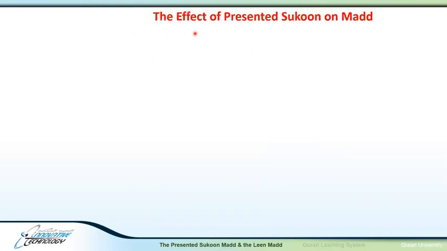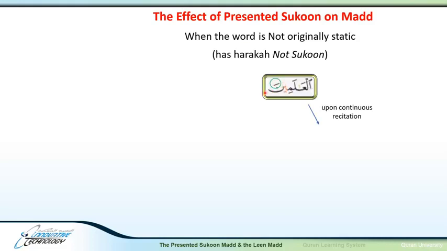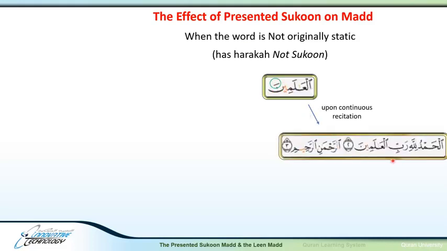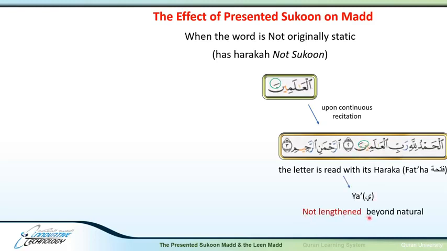So what's the effect of the presented sukoon on mad rule? If we don't pause on the word with haraka, then we don't lengthen the vowel for more than 2 units. Alhamdulillahi Rabbil Alameen Ar-Rahman Ar-Rahim. The ya of al-alamina, which has a haraka and that we didn't pause upon, wouldn't be extended or lengthened beyond the natural lengthening of 2 units.